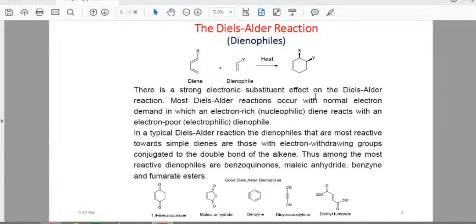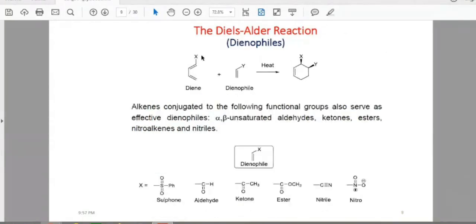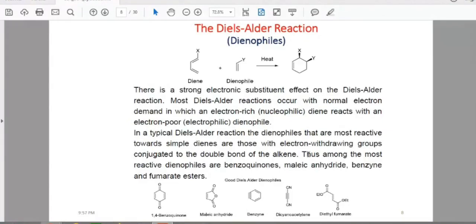So the electronic substituent effect on the Diels-Alder reaction is very promising. Electron rich dienes react with an electron poor dienophile. In a typical Diels-Alder reaction, dienophiles that are most reactive towards simple dienes are those with electron withdrawing groups. So electron withdrawing groups must be there. Conjugated diene must be there. Among the most reactive dienophiles are benzoquinone, maleic anhydride, benzyne, and fumarate esters, fumaric acid. These are the best dienophiles.